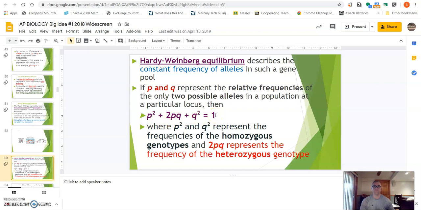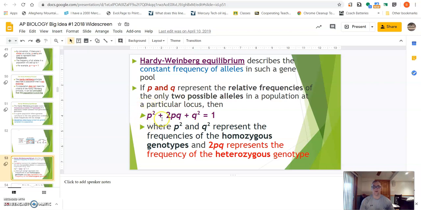So this represents genotypes. Okay, this is a lot of times where people get kind of mixed up. You might recall we said P and Q were the actual allele frequencies, but the allele frequencies are not genotypes. So let's kind of run through this.